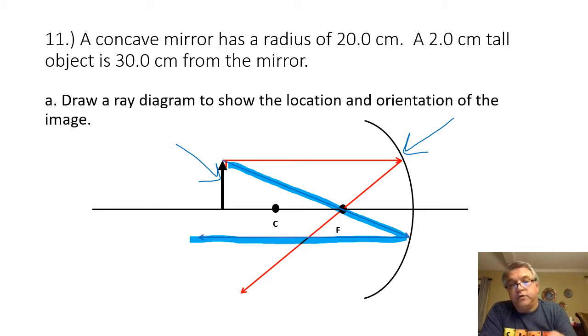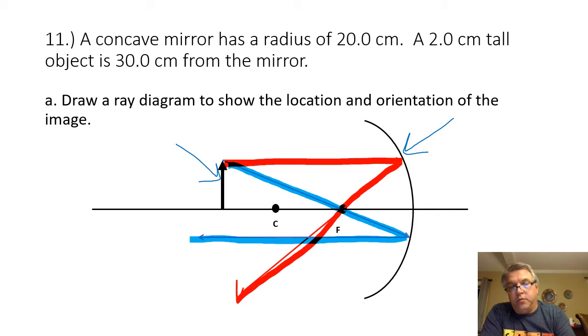On my first ray, the incident ray is parallel with the principal axis, and the reflected ray goes through the focal point.